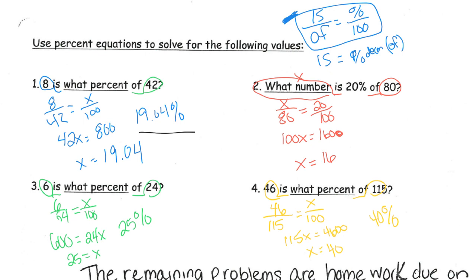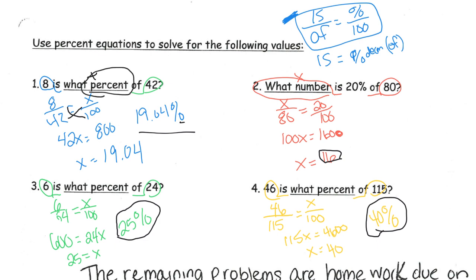Hopefully for the first one you got 19.04%. The second one was just what number? So that number is 16. The third one, 25%, and the fourth one, 40%. If you didn't get those, check my work here. Again, it's is over of equals percent over 100. Just looking at this first one, the is the 8, so that's why it's in the numerator. My of is 42. And I'm trying to find the percent, which is why that's my x. Then you cross multiply, which is why we get 42x equals 800. Divide both sides by 42. And because it's asking for a percent, we need to have a percent label.